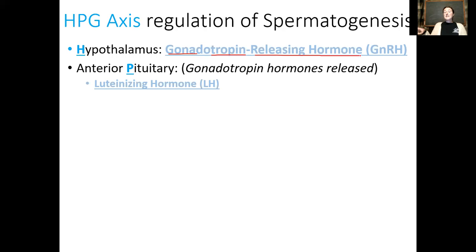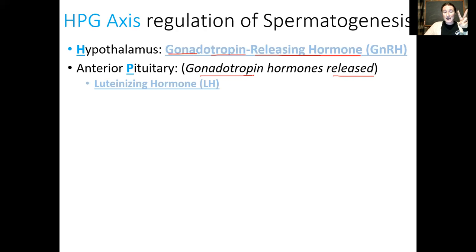The hypothalamus releases GnRH into the first capillary bed of the portal system. It is taken down to the anterior pituitary gland. Remember, that's kind of right above the roof of your mouth. Okay, and in response, the anterior pituitary is going to release the gonadotropin hormones. So the hormones that are going to lead to the release of other hormones from the gonads.